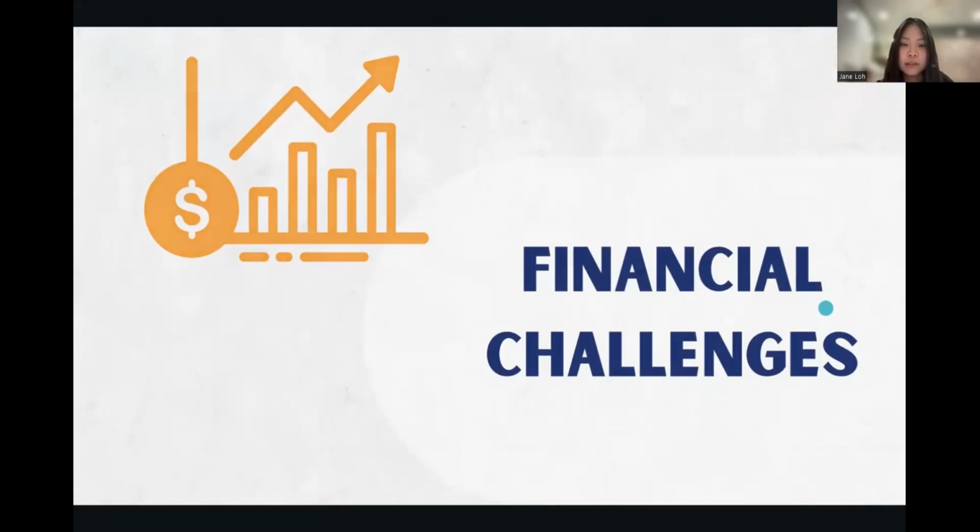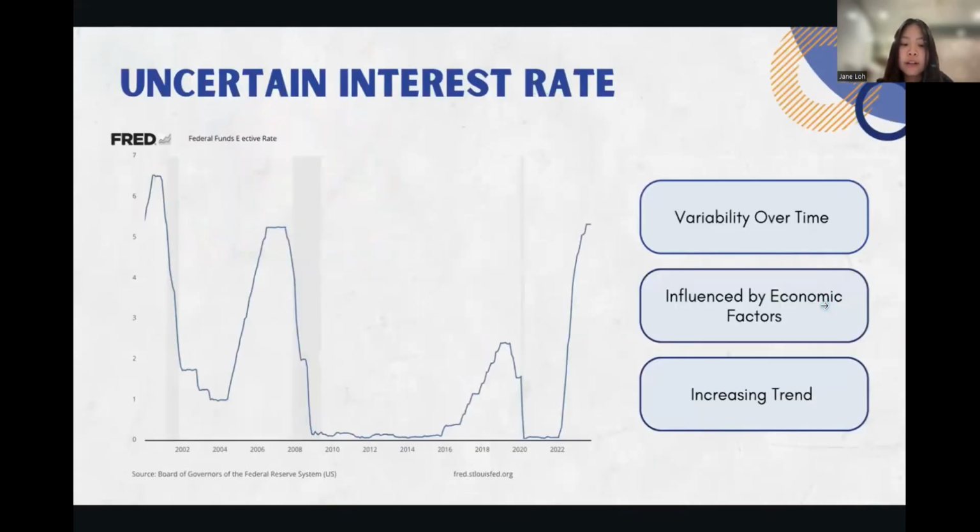Financial challenges. In an ever-evolving financial landscape, one constant remains: the unpredictability of interest rates. Uncertain interest rates means that the future path of interest rates is unknown or variable over time. This uncertainty can be due to various factors, including economic conditions, inflation, monetary policies of central banks, and global financial events. Interest rate has been in an increasing trend throughout the year 2023 in order to control the rising inflation rate.